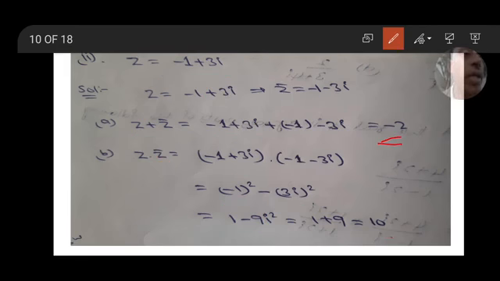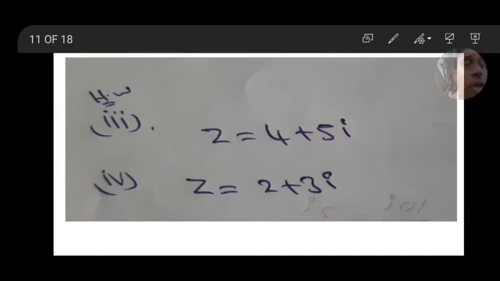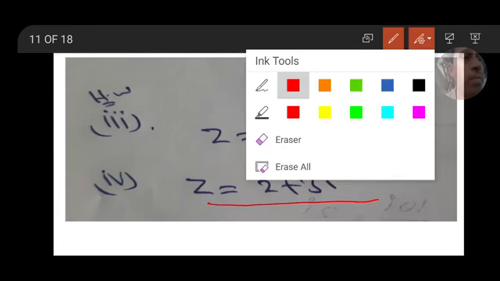Conjugate here, z bar, means you have to find the conjugate. Conjugate means the sign of the imaginary part will be changed. If it is a plus, it becomes a minus. If it is a minus, it becomes a plus. Next, homework problems: z equal to 4 plus 5i and the fourth one, z equal to 2 plus 3i. You have to find z plus z bar and z into z bar for these two complex numbers.